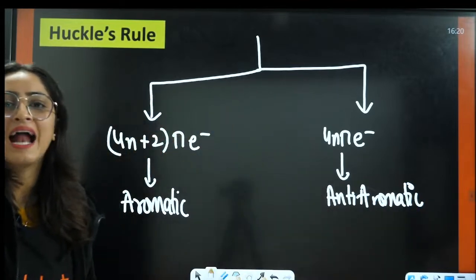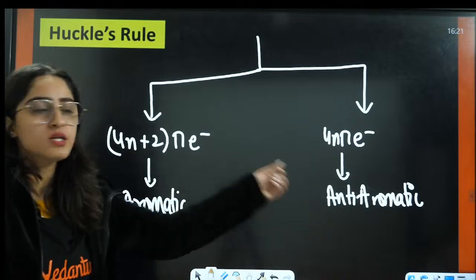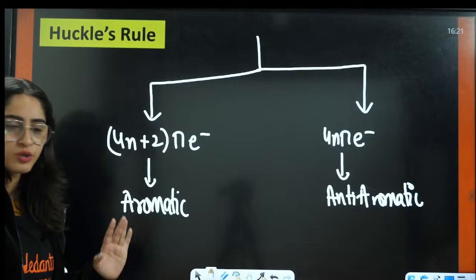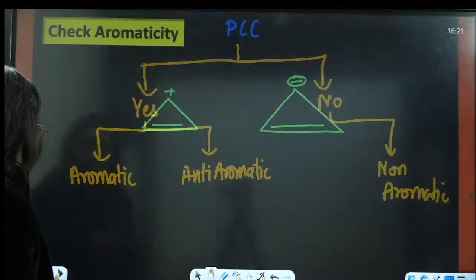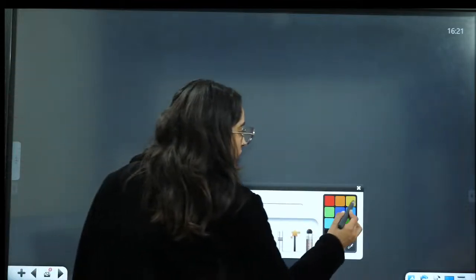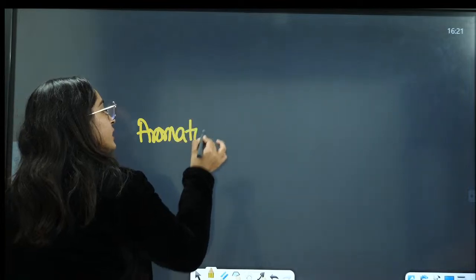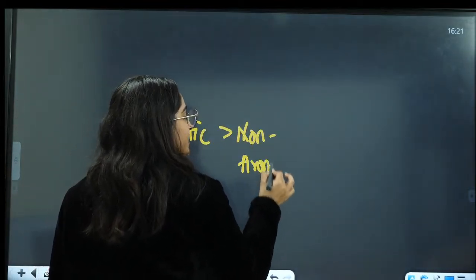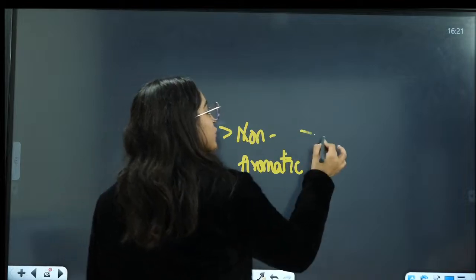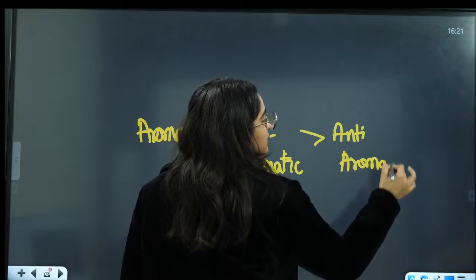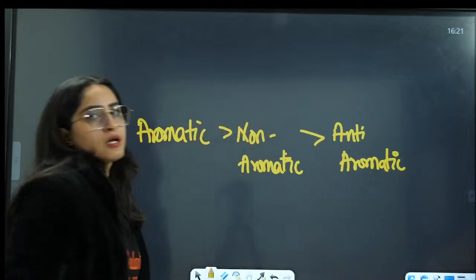Understood? It is anti-aromatic if it has 4n pi electrons. If it has 4n plus 2 pi electrons, then it is aromatic. Understood? Now, what is the stability order? The stability order is: aromatic is the most stable, then you have non-aromatic, and then anti-aromatic. Anti-aromatic is the most unstable compound.